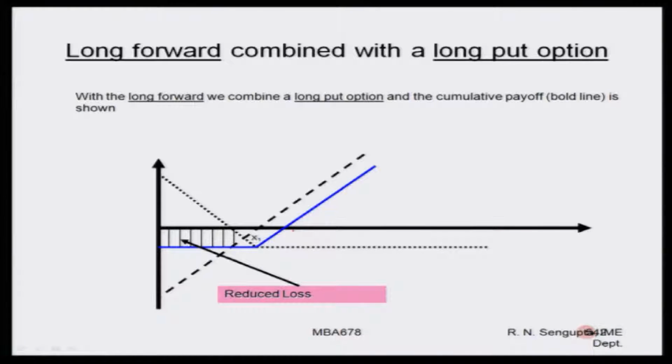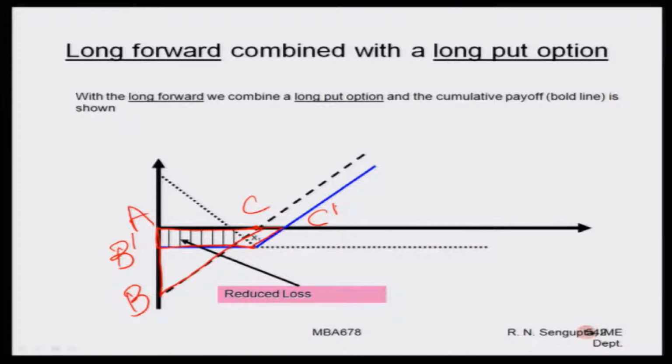Now, with this long forward we combine a long option and the cumulative payoff is the bold blue line which is shown and is like this. So, initially it was A, B, C. Now, when you combine it, what you have is A, B1 and this again C. So, initially this was the overall loss, now this is the loss. Let us make it much more explicit. So, I will denote it by C1. So, initially the loss was A, B, C, now the loss is A, B1, C1.